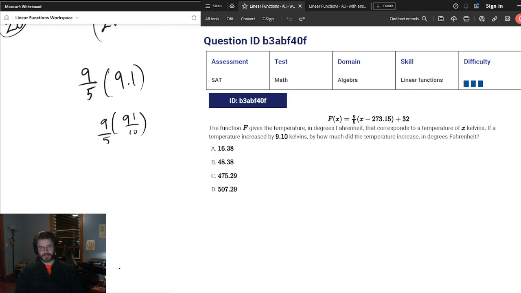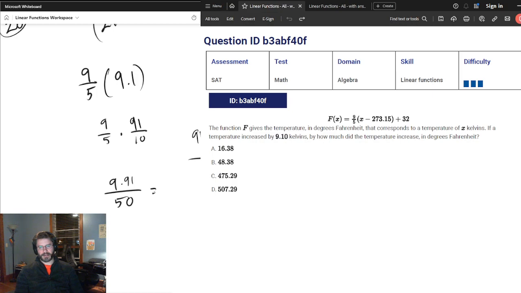So draw that a little nicer here. 9/5 times 91 over 10. 9 times 91 over 50. Nothing reduces as far as I can tell. 9 times 91, if you want to do it that way, you can. It's not too bad. 819 over 50. It's almost like they want you to use a calculator.